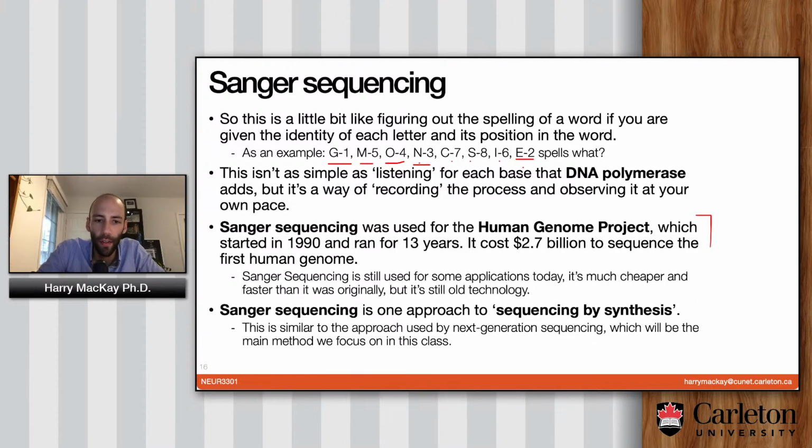This method was used for the Human Genome Project that happened at the end of the last millennium. The Human Genome Project started in 1990 and ran for 13 years at a total cost of $2.7 billion, just to sequence the first human genome. And Sanger sequencing was used for most of it.